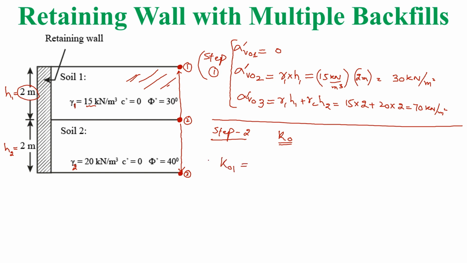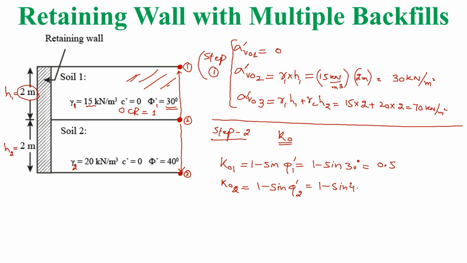So what will be K naught? Because there is no OCR value, we'll consider that OCR is 1, over consolidation ratio. For normally consolidated soil, value of K naught is equal to 1 minus sine phi dash. Phi dash here for the soil 1 is 30 degree. So when we calculate this, it will be equal to 0.5. And in the same way, we will determine the K naught 2, that will be also 1 minus sine phi dash. You can use here 1 and 2 for subscripts for soil 1 and soil 2. 1 minus sine 40 degree. So it will be 0.36.